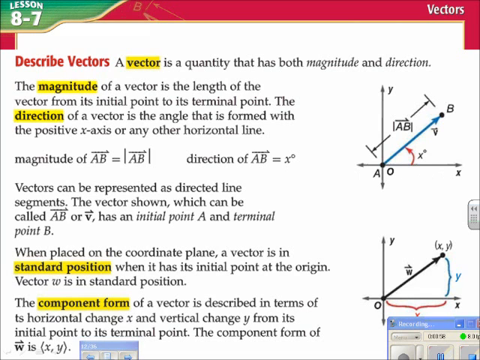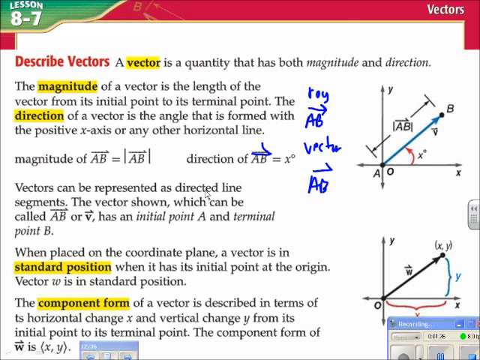So just a note here, what's the notation for a vector? It's half of an arrowhead. You know a ray, if I had ray AB, it would be a line with a single arrowhead. Well, vector AB is like a line with half of an arrowhead. So that is the difference between the notation for a ray and the notation for a vector.